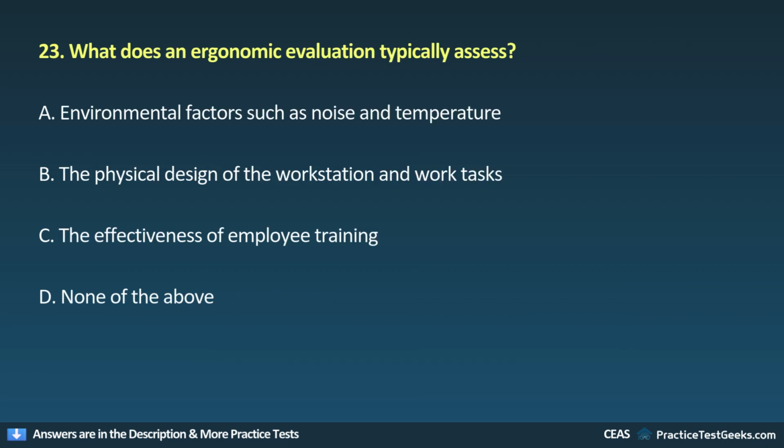23. What does an ergonomic evaluation typically assess? A. Environmental factors such as noise and temperature. B. The physical design of the workstation and work tasks. C. The effectiveness of employee training. D. None of the above.